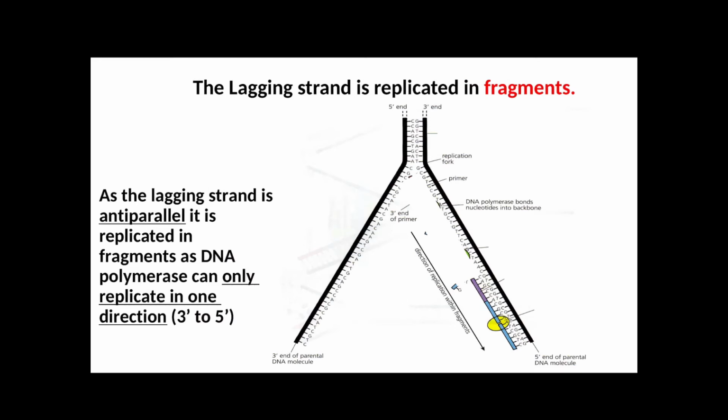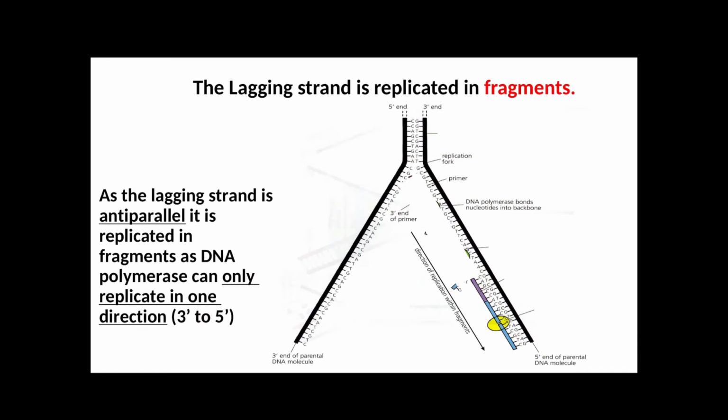Now the easiest way to explain this in an exam question is just to memorise the text on the left. 2 parts. One, you say the lagging strand is anti-parallel. The second part is you say that DNA polymerase can only replicate in one direction. Both these pieces of information together explain why it is replicated in fragments, as otherwise it's quite hard to word.